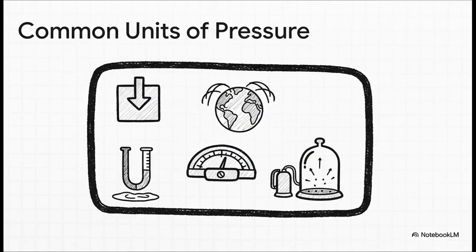You know, just like money has dollars and euros and yen, pressure has a bunch of different units. The official scientific one is the Pascal. But you'll hear weather forecasters talk about pressure in bars, and doctors sometimes use millimeters of mercury. They're all just different ways of measuring the exact same push.